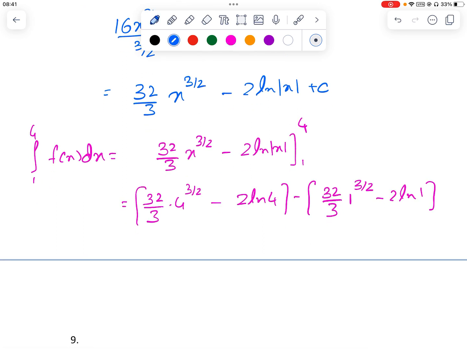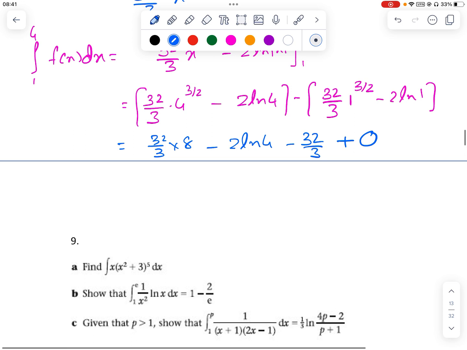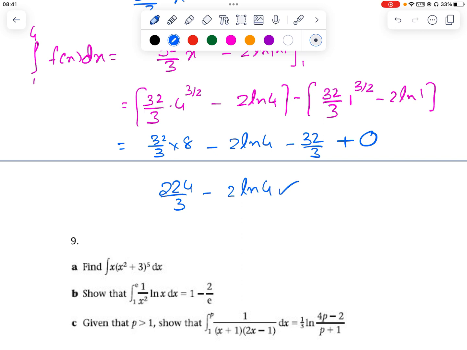So when I simplify that, it becomes 32 upon 3 times 8 minus 2 ln 4 minus 32 upon 3 times 1, plus, since times minus is plus, ln 1 is 0. Simplify that, it becomes 224 upon 3 minus 2 ln 4. That's going to be the answer.